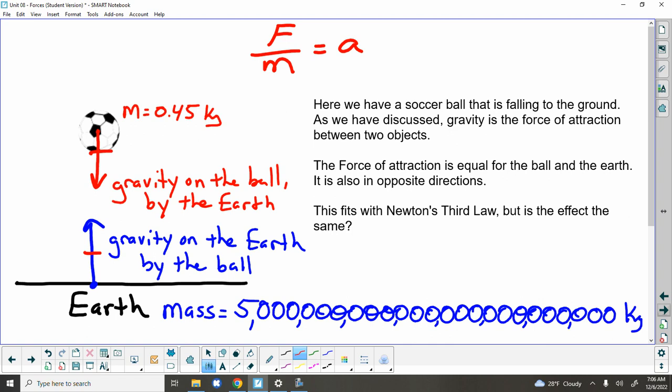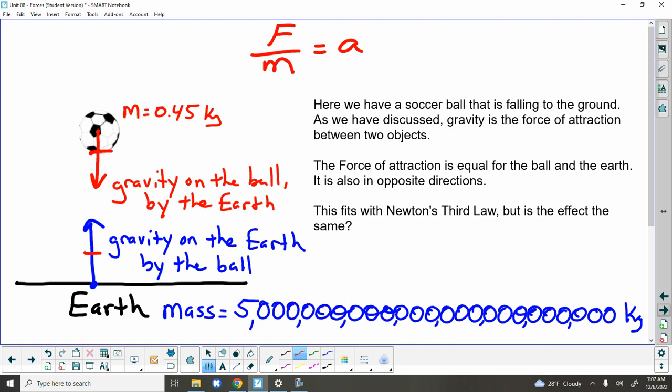We have force pairs, force between the ball and the earth. Gravity pulls the ball down because of its interaction with the earth. The ball is pulling up on the earth because of its interactions between the ball and the earth, but we get much different effects based on the masses of those two objects.